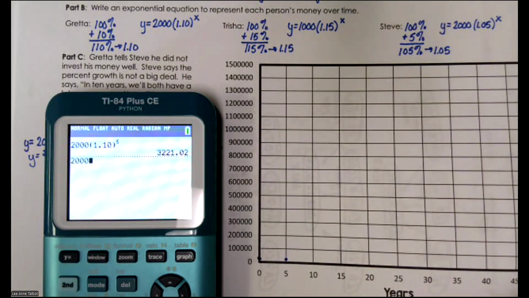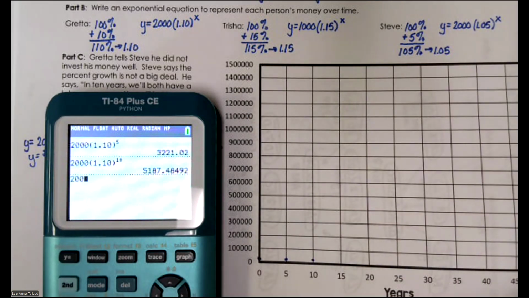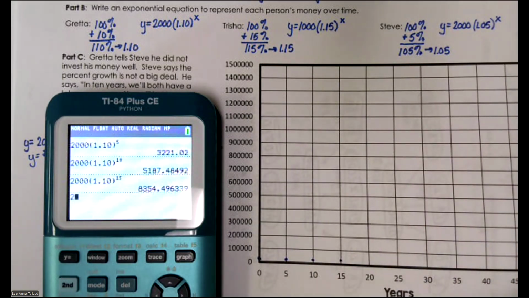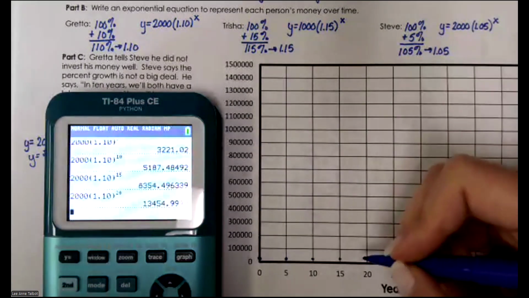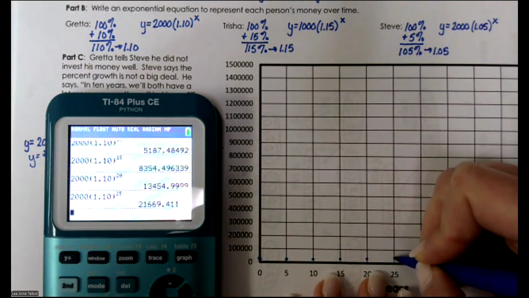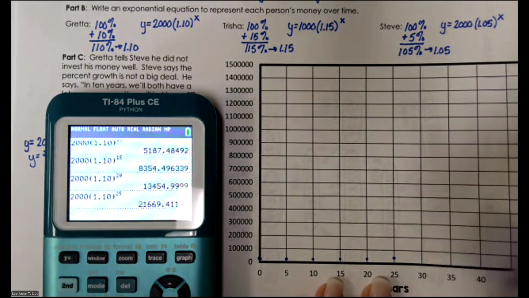Okay, now I'm gonna do 2000 times 1.10 to the 10. 2000 times 1.10 to the 15. 2000 times 1.10 to the 20. It's coming up a little bit. 2000 times 1.10 to the 25. Okay, so a little bit further up. Do you guys understand this should make a curve at some point, hopefully?